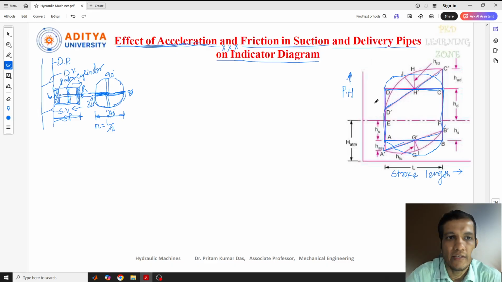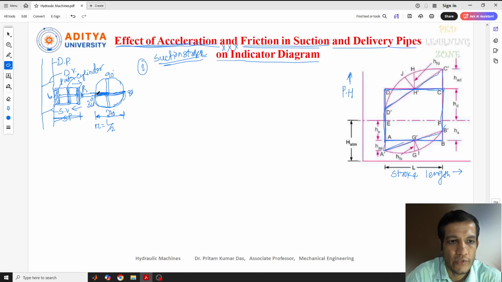Okay, but as we have combined both of the things, friction and acceleration, that's why we got the diagram. That's why I'm going to explain here. So one condition we'll see. The first condition at the beginning of the suction stroke. So we'll start with the first suction stroke, then we'll go for the delivery stroke. So first we'll discuss the suction stroke.